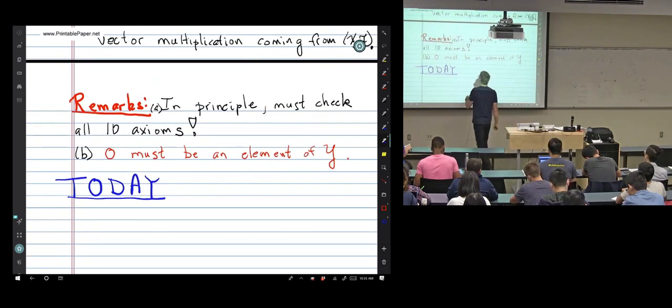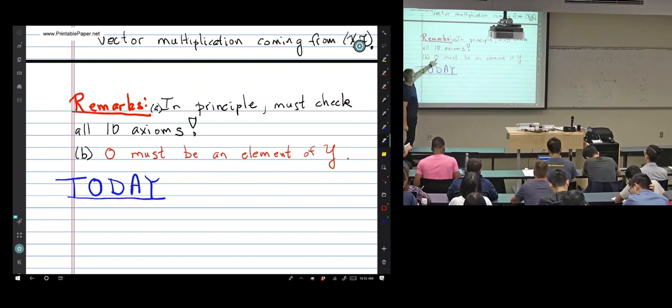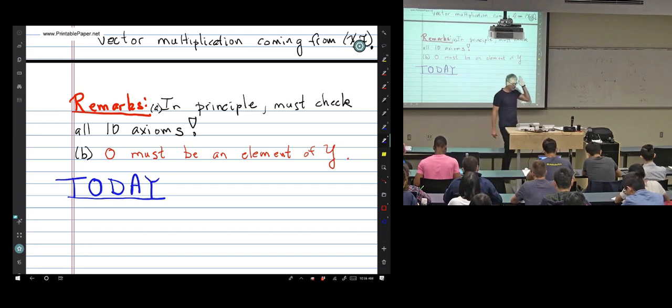So always, always, always make sure the 0 vector is in your set. That's the easiest thing to check, okay? Remember, the 0 vector, not the 0 number. So the 0 function, the 0 matrix, the 0 vector.